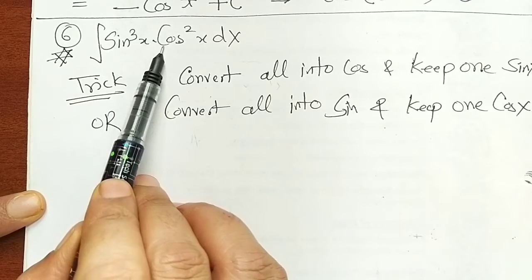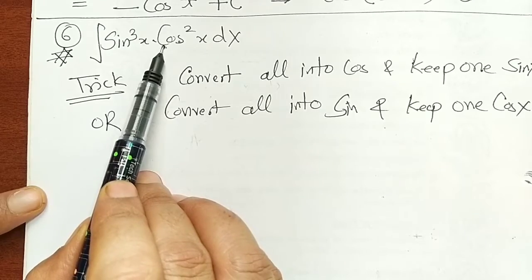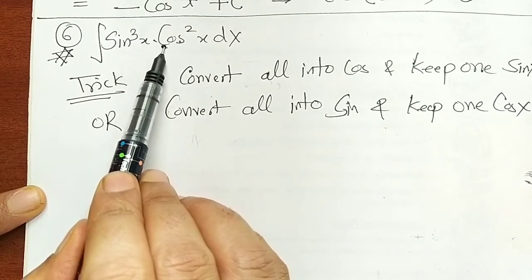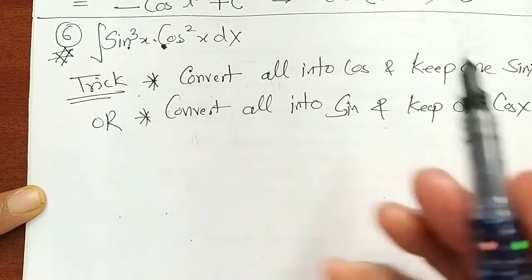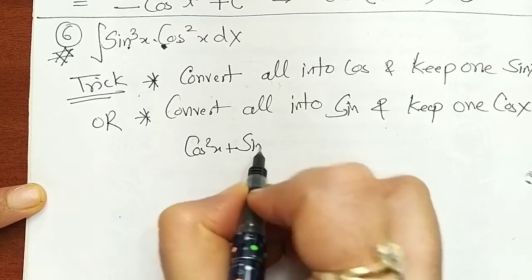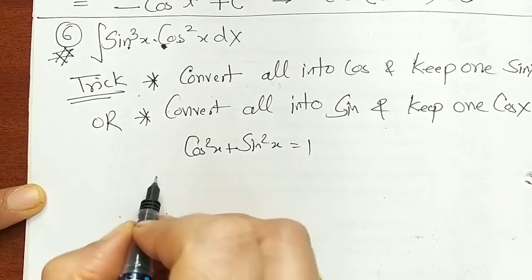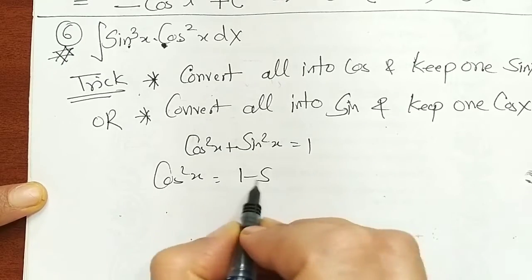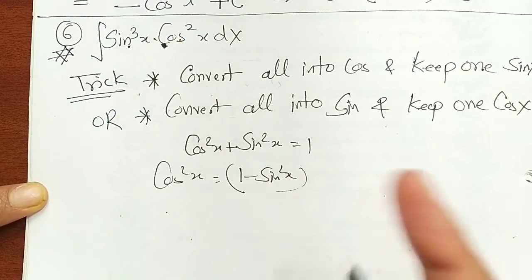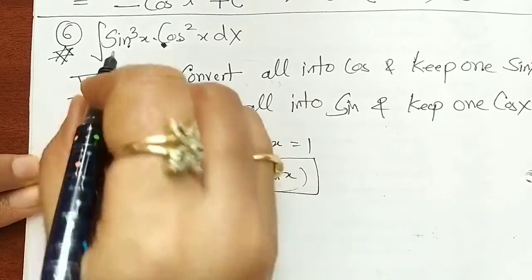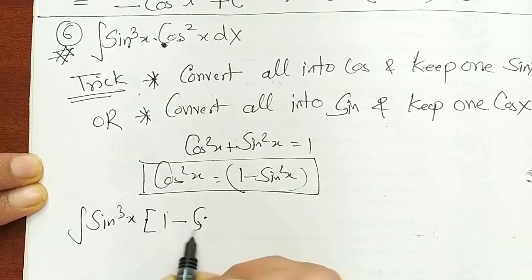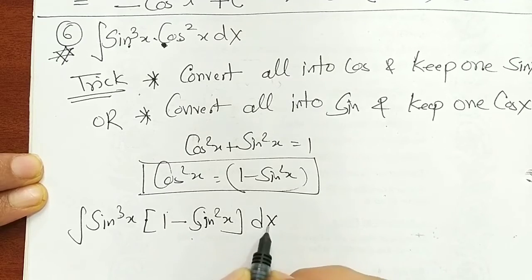See, if I convert cos square into sin square, which is pretty simple, and this is already there, ठीक है? तो let me try. I know cos square x plus sin square x is 1. So can I write cos square x is 1 minus sin square x? Pretty simple to convert into sin. So I am able to convert everything into sin. Correct. This was already sin. So let me write down sin cube x into 1 minus sin square x dx.